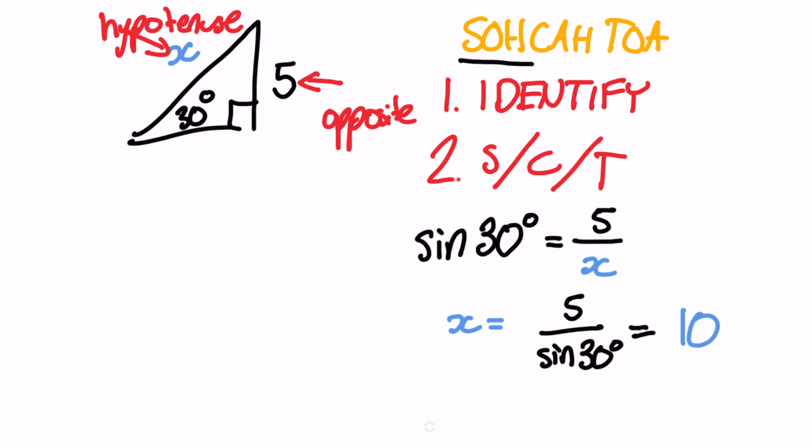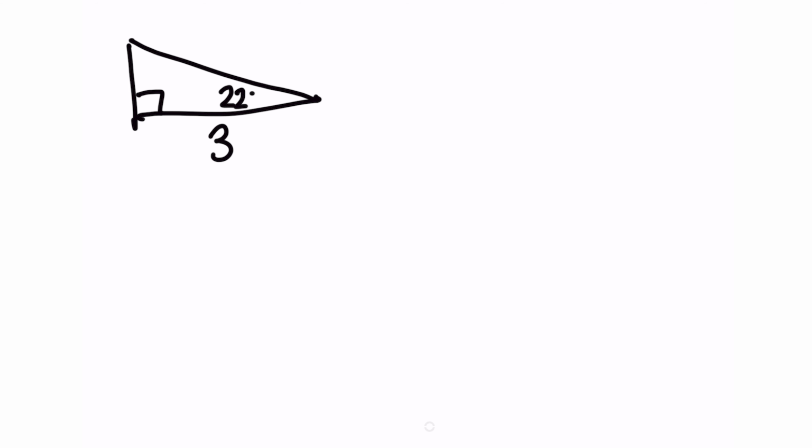Alright, let's look at another question. Let's say now we have the triangle where we have this side length is 3. We know that this is 22 degrees, and we don't know what this side length is. Well, the first thing I'm going to do is write out my SOHCAHTOA rules. And next I'm going to label what is what.